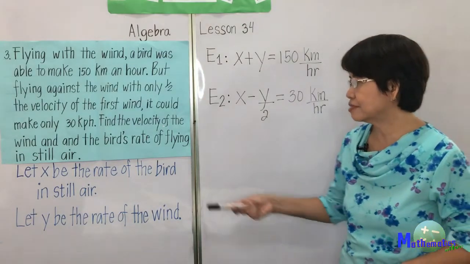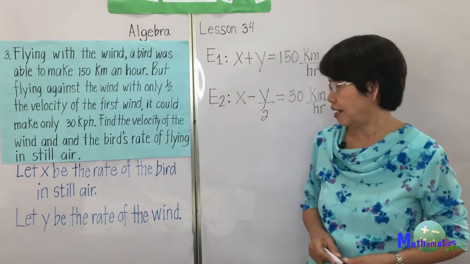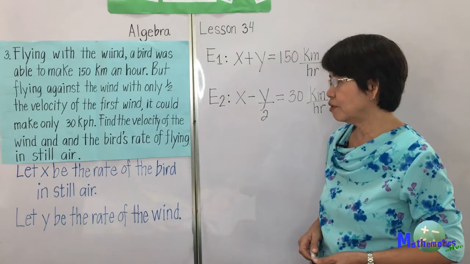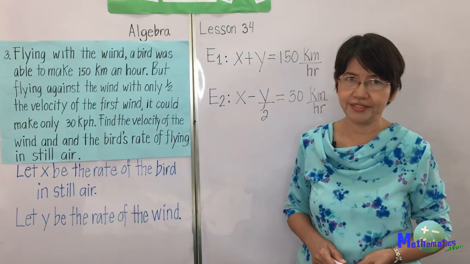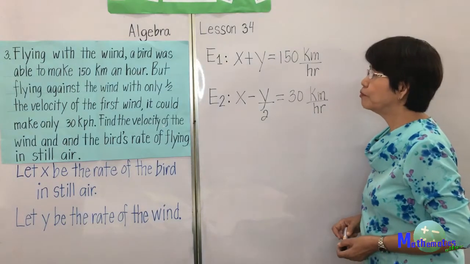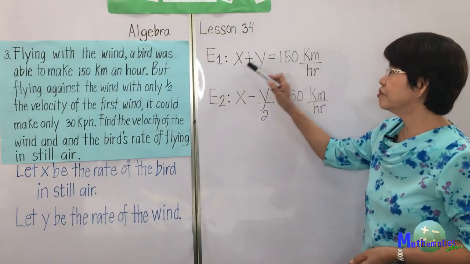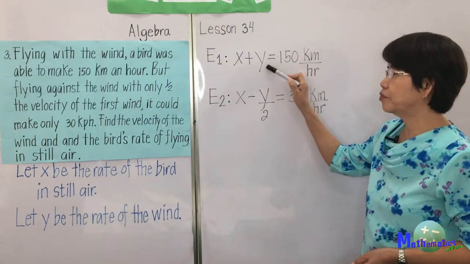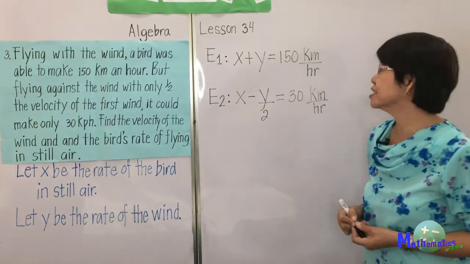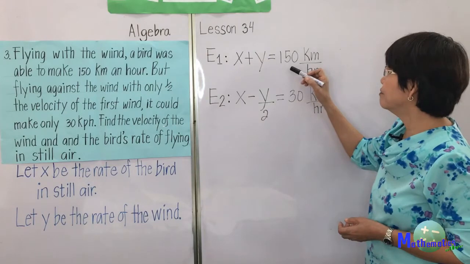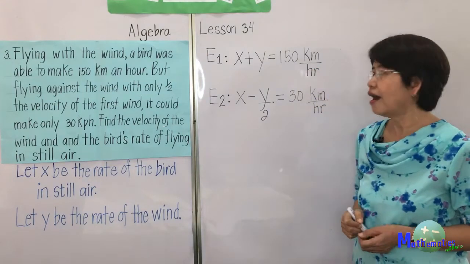So we let x be the rate of the bird's flying in still air, and let y be the rate of the wind. And then if we combine the rate of the bird and the rate of the wind, because they are flying together in the same direction, then we have 150 kilometers per hour.